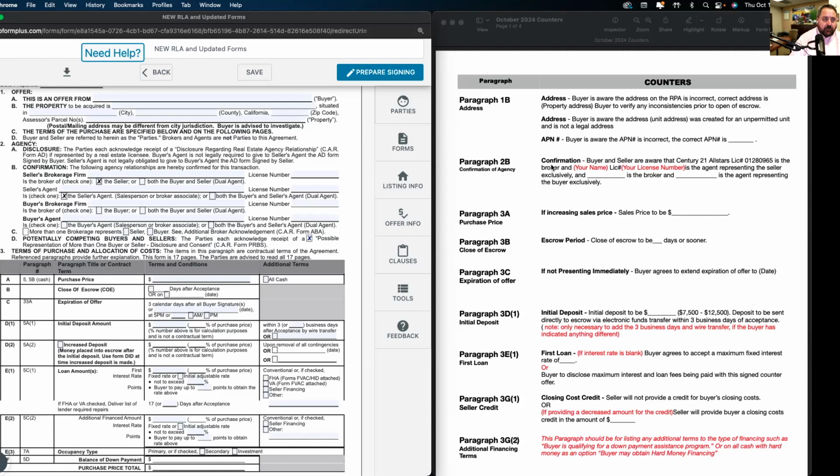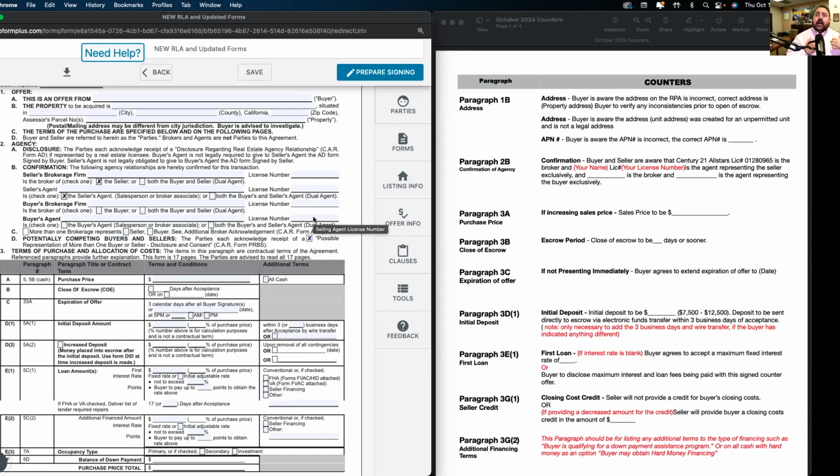So here's the counter for paragraph 2B. Buyer and seller are aware that Century 21 All-Stars, license number 01280965, is the broker, and whatever the agent's name is, is the agent, right? So if it's me, I'm the listing agent, and Kyle Estrada, license number 01457706, is the agent representing the seller exclusively, and blank is the broker and blank is the agent representing the buyer exclusively. Okay. Generally, they have their own license numbers there, so you don't have to do that.